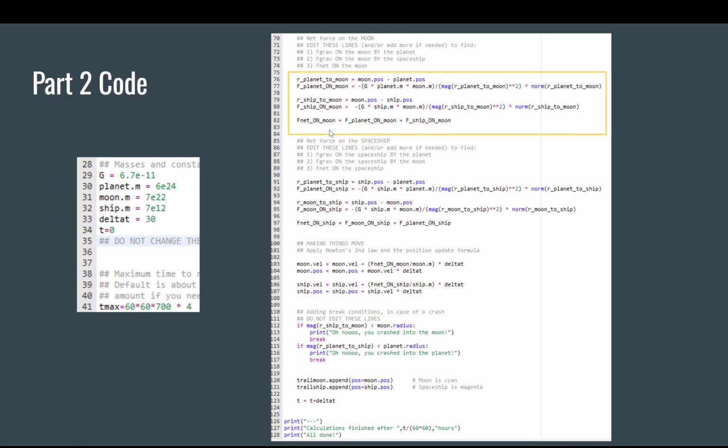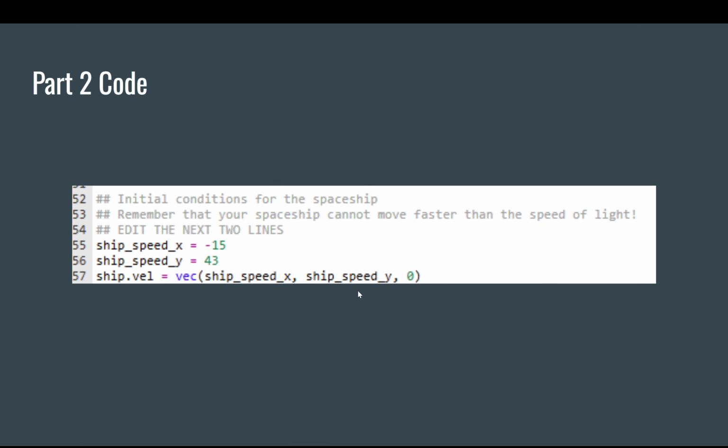Okay, so we want to find F net on the moon and F net on the ship so we can update their positions. So looking at the moon, we want to find the F of the planet on the moon and the F of the ship on the moon, which we use these equations, the position, and then the universal law of gravitation. Same for the ship. You do the planet on the ship and the moon on the ship. It's just pairs, right? That's the big thing. You're doing pairs. And then you update here, making them move. Velocity update, position update, velocity update, position update.